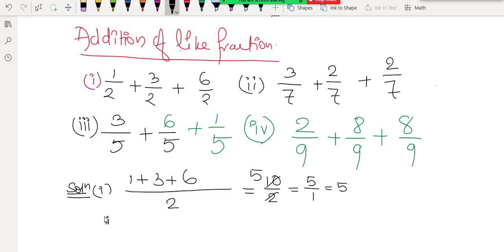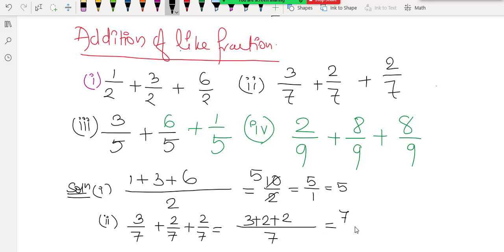Okay, let's go to the next question. That is 3 by 7 plus 2 by 7 plus 2 by 7. We can write it as 7 in the denominator, and 3 plus 2 plus 2, so it will become 7 by 7. 7 by 7 will cancel, it will become 1 by 1, which is simply 1. I had told you earlier, if 1 is written in the denominator, then we can simply write the numerator alone. Very good.